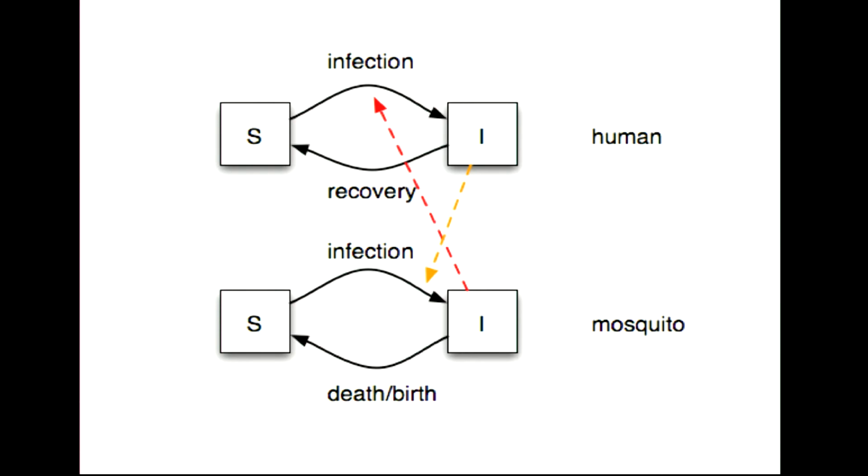This is the set of human compartments and a set of mosquito compartments. So humans can go between being susceptible to being infected, and what affects this rate of infection is the level of mosquitoes. Similarly, infected humans control the rate at which mosquitoes become infected. So that's this greenish line here. So there are these multiple compartments that are connected to each other.